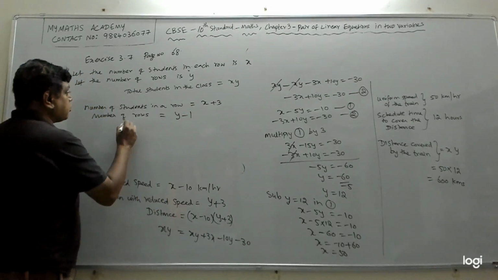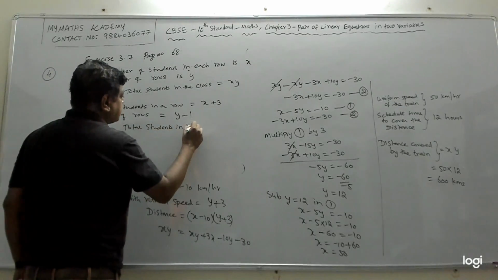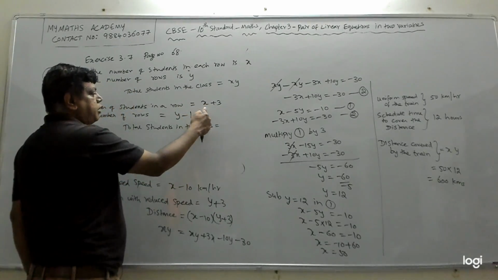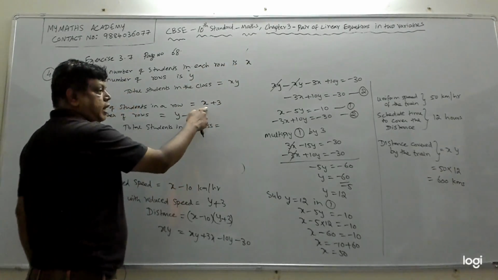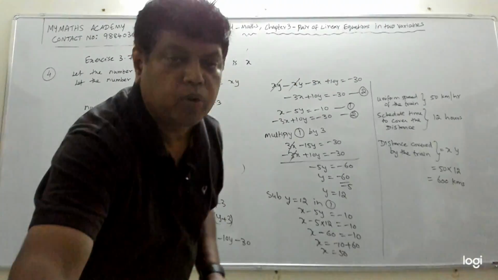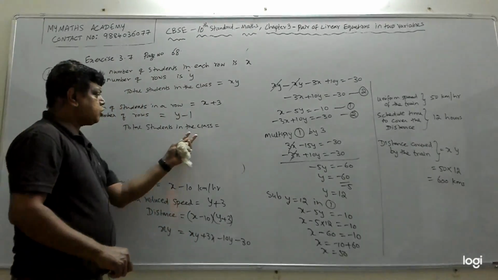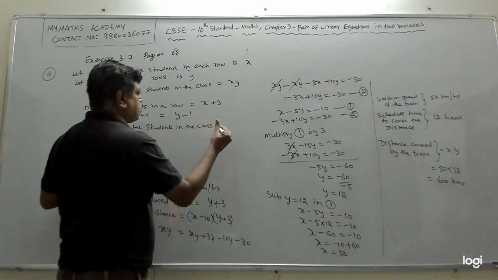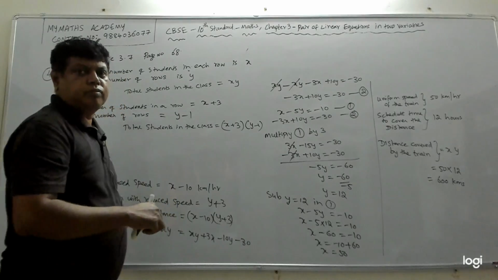Now what is the total number of students? The total number of students is the same. The total students in the class will be equal to the number of students in each row into the number of rows. Here it was x and y, so we put xy. Here it is x plus 3 and y minus 1. Clear? So the total number of students in the class will be the number of students in a row multiplied by the number of rows, which will be x plus 3 into y minus 1. Clear?